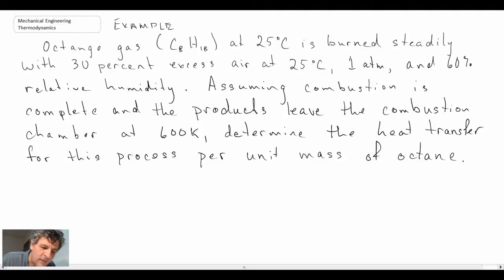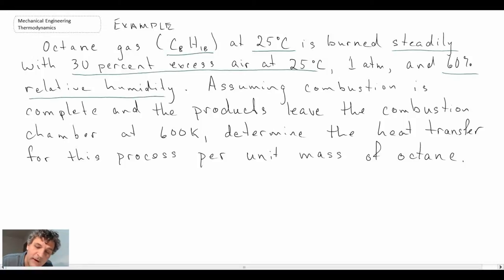So there is the problem statement. What we have is octane gas, C8H18, at 25 degrees C, which burns steadily, so we will have a uniform flow process, steady flow. We're told that we have 30% excess air and 60% relative humidity, so we're going to have to do the excess air calculation that we saw in an earlier lecture. Assuming combustion is complete and products leave the combustion chamber at 600 Kelvin, determine the heat transfer for this process per unit mass of octane. So that's the problem statement.